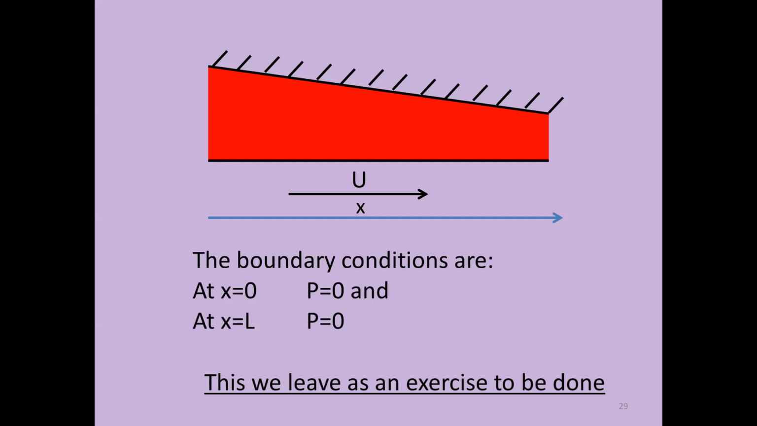The boundary conditions are in terms of pressure. We have the known value of pressure at the two ends, because the two ends of the bearing are exposed to the atmospheric pressure. So we can assume that the ambient pressure is 0 at the two ends, that is at x equal to L and at x equal to 0.